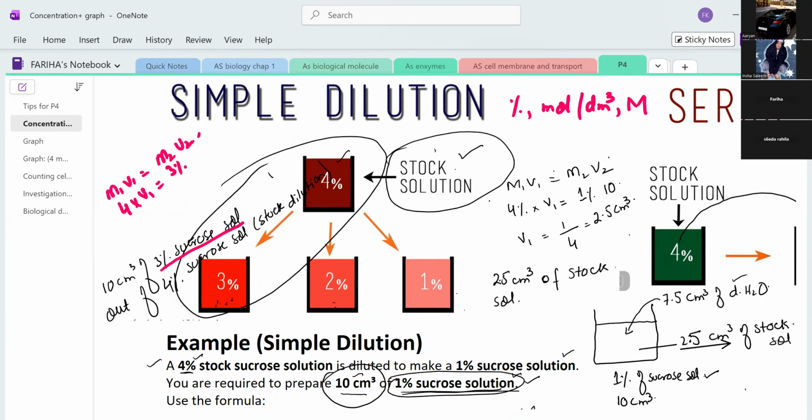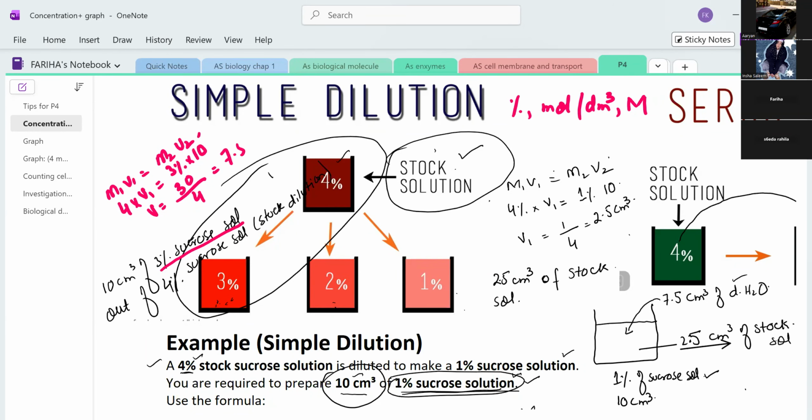M means molar. Now what is V2? 10. Very good. 10 cubic centimeter should be our final volume. So V1 is equals to 3 times 10 is equals to 30 divided by 4 is equals to 7.5.